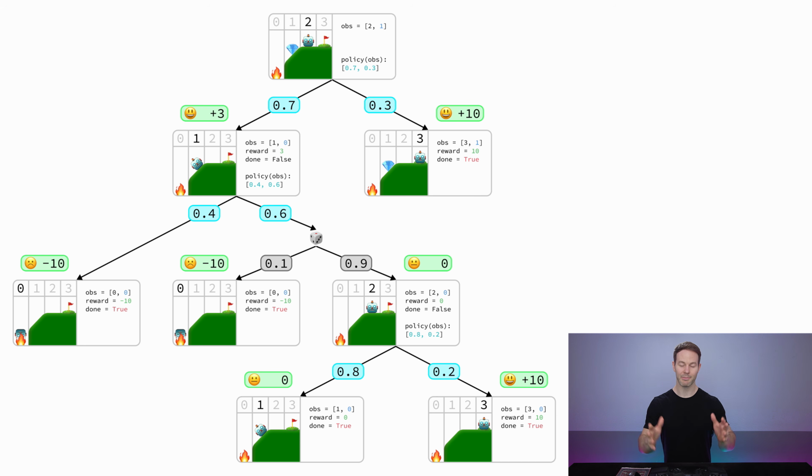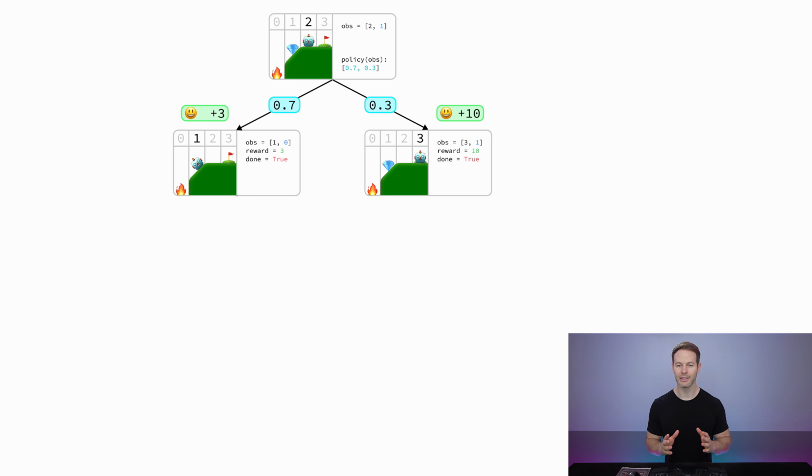So let's imagine we start off with this policy, and how can we figure out how we should change the policy so that we can increase the expected return? And to start off, let's just simplify this example down to one step. So if we look at the example now, if we go left, we're guaranteed to get a reward of +3. And if we go right, we're guaranteed to get a reward of +10. So it's pretty obvious that we're going to want to go right in this situation.